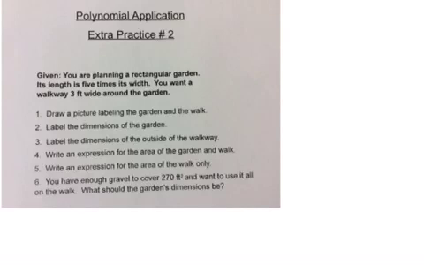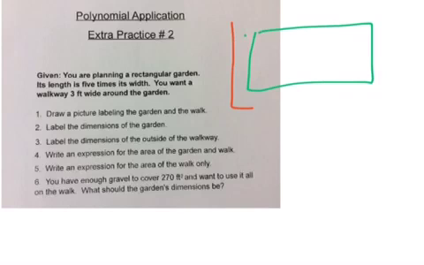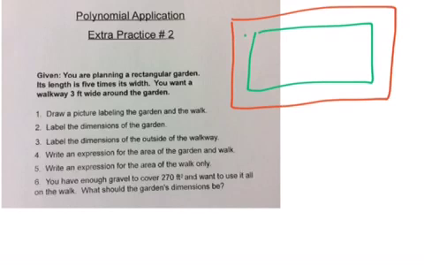All right, so we're going to make a rectangular garden. How exciting. And we're going to draw a picture labeling this garden and our little walkway. It says to label them, so we're going to put this as our garden. And this space here is our walkway going around our garden.